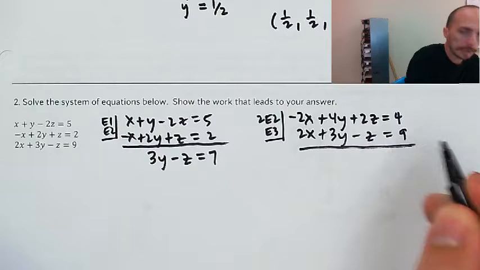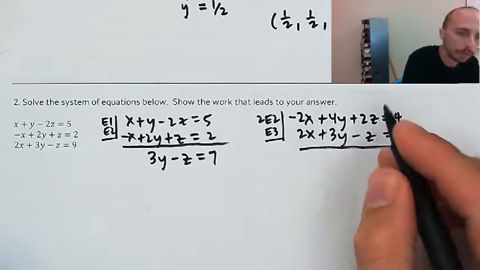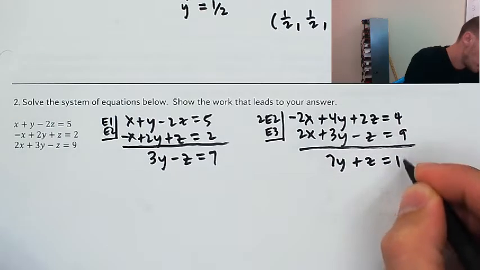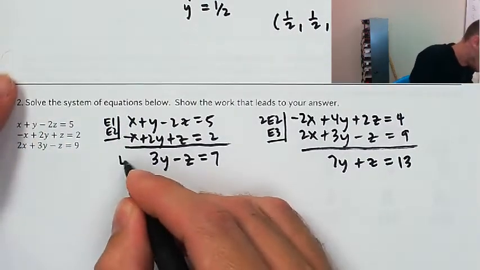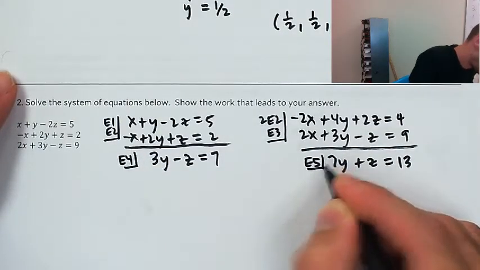Okay, and now I can add these together, right? And I have no x's, 7 y's, 1 z. And that would equal 4 plus 9 is 13. Okay. Now I might call this equation 4, and this one equation 5.